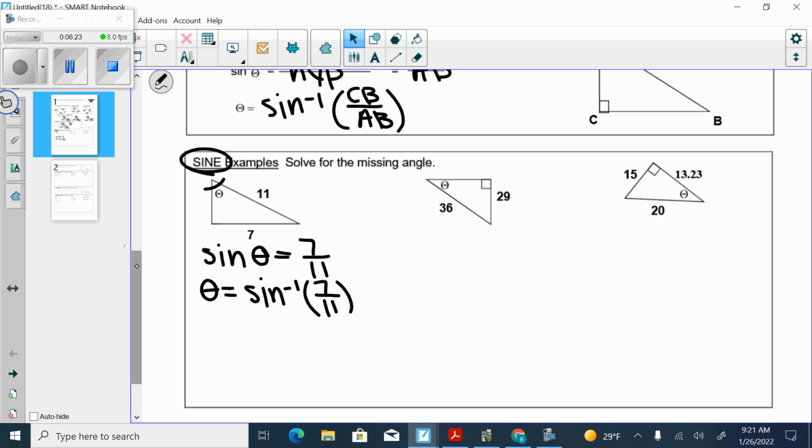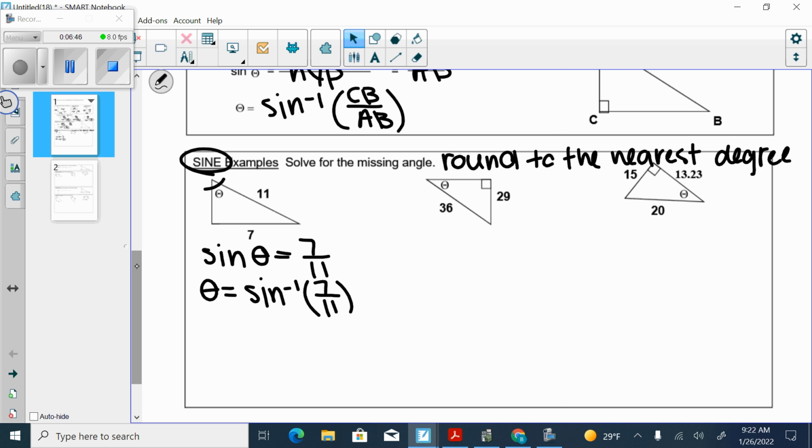Okay? And we are just going to type this into our calculator. Now, anytime you are finding theta, you are finding the degree of an angle, right? So you are going to round to the nearest degree when looking for theta.